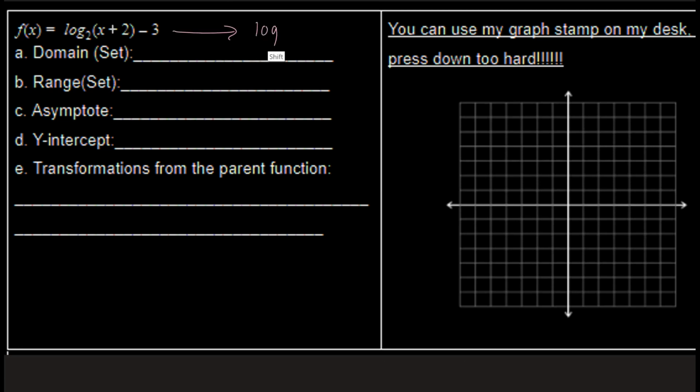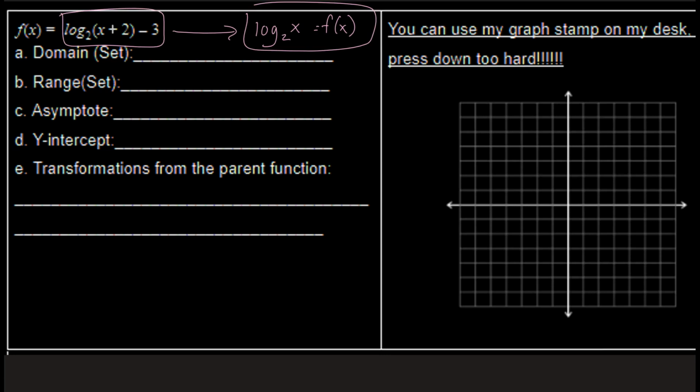Log base 2 of x. That's our parent function. But there's no 2 on this. Right, that's why I'm saying this. The 2 is not a transformation. The base is not a transformation. So log base 10 of x is a parent function of base 10. Log base 2 of x is a parent function. Log base 3 of x is a parent function. Log base 4 of x is a parent function. The base does not determine a transformation. So the parent function of this has the same base of 2.